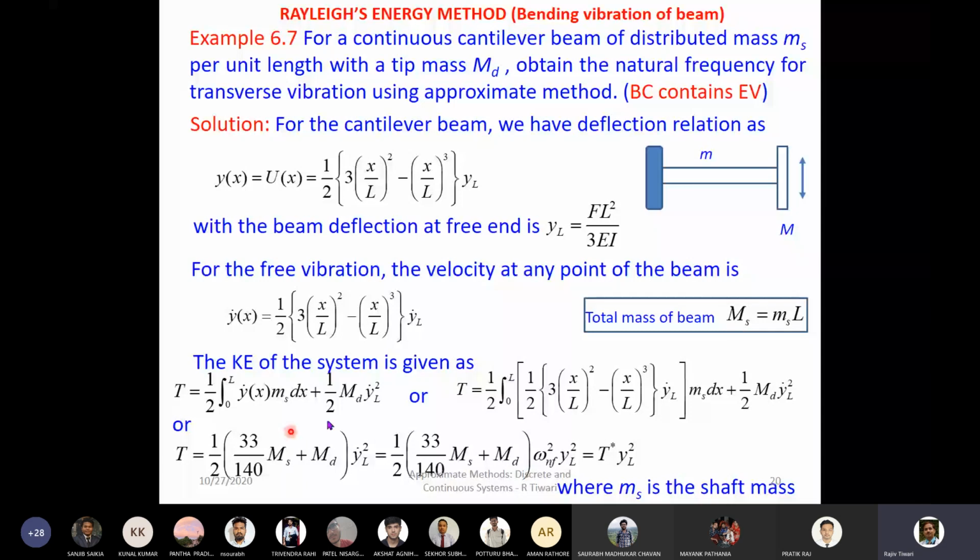This is for the disk, because the disk is there at the free end. So this is the kinetic energy of the disk. This is the kinetic energy of the shaft segment, at velocity. This should be the square of this. Ms is the mass per unit length, and the length of the segment is dx. This should be squared.